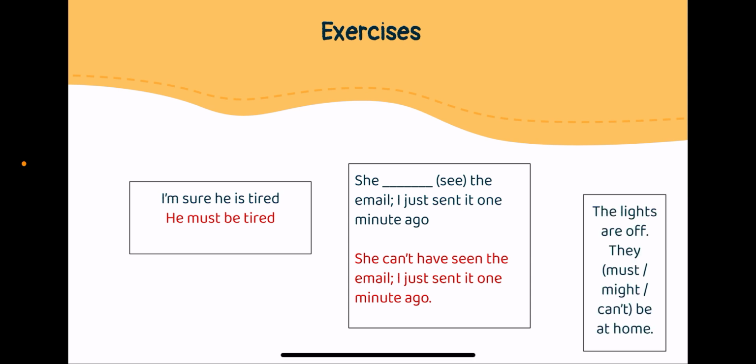Now you just choose the correct modal for the sentence. The lights are off. They blank be at home. The answer is can't, because as the lights are off, it's almost impossible that there's someone at home, because if there was, the lights would be on.